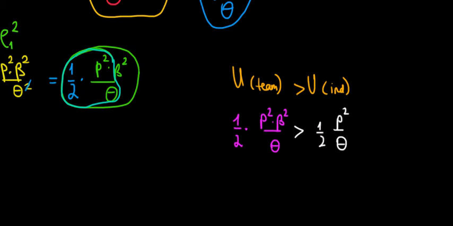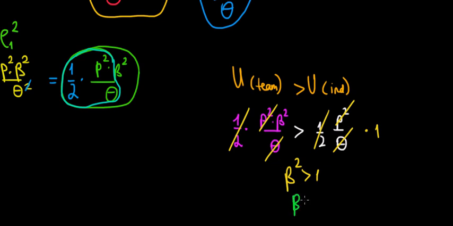Now it's a matter of simple math to get rid of the common terms and see what this relationship must be. So 1 over 2 would go away, p squared with p squared would go away, theta with theta would go away. We're left here with a coefficient of 1 only. Beta squared must be greater than 1. If beta squared must be greater than 1, then beta must be greater than 1, right? By taking the square root of both sides. So if beta is greater than 1, we would work as a team.